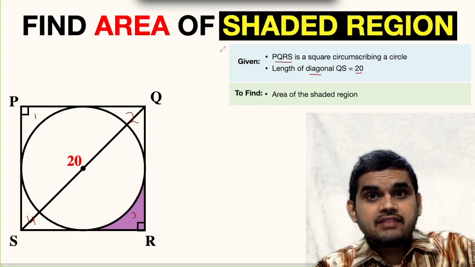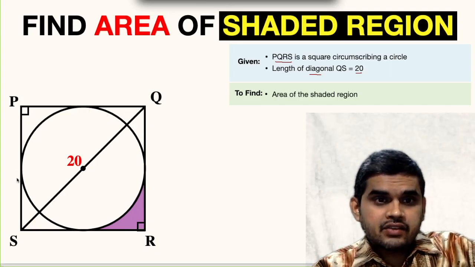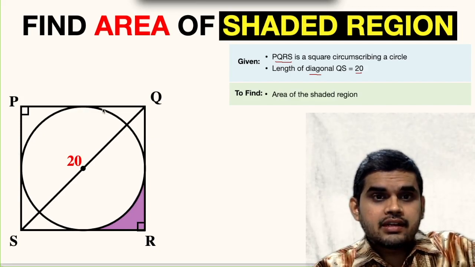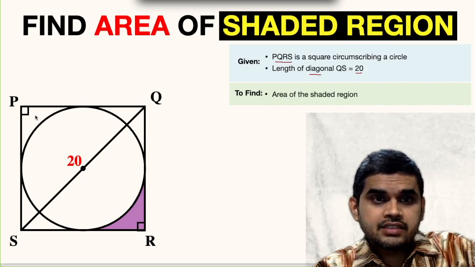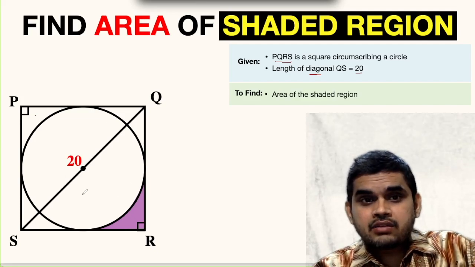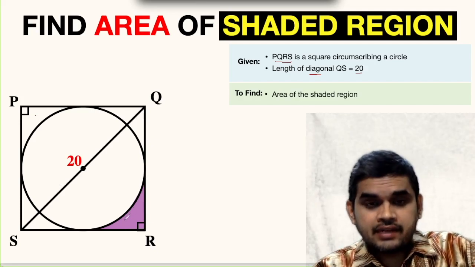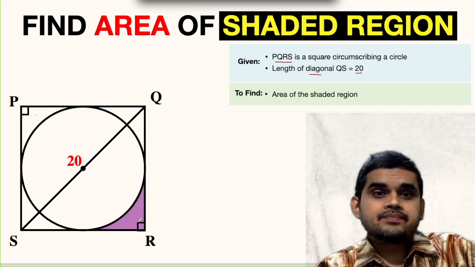So our idea will be: we will first find the area of the square, then subtract the area of the circle, so we will get the area of these four regions, 1, 2, 3, 4. We know that they are equal, so I will divide the area by 4, and we will get the area of this shaded region.